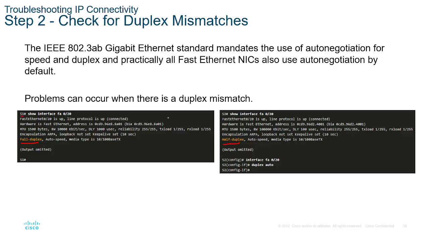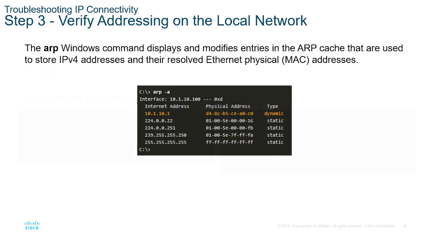Now this one is switch 1, this one is switch 2, and this one is full and this one is half. It will be a problem. Now verify addressing on a local network.